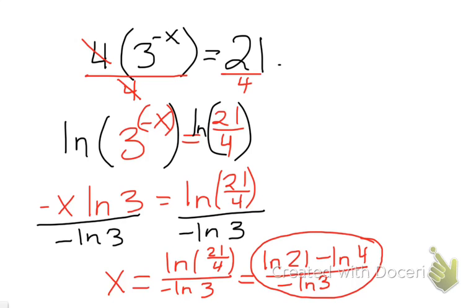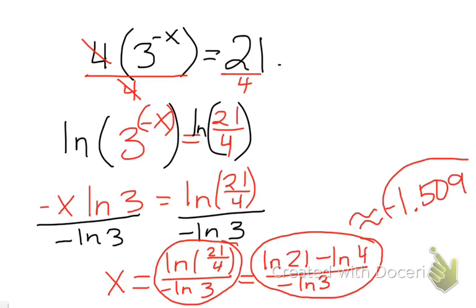That's precisely correct, exactly correct. This is as well. And then if we wanted to get an approximate answer, we could plug this into the calculator. And the approximate answer is negative 1.509. And that's how we solve exponential equations, by applying the logarithm of both sides.